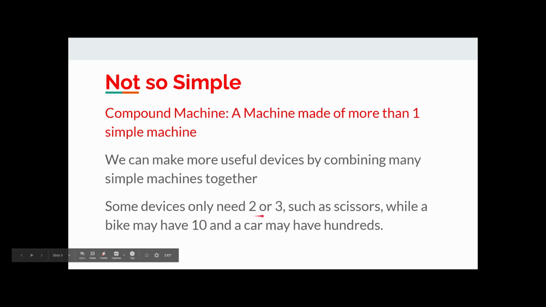Scissors have 2, maybe 3 machines, depending on how you break it down. Looking at a bike, I can think of probably at least 5 or 6 machines that go into it. And if you look at a machine like a car, there are hundreds of examples of simple machines all throughout it to make it work.